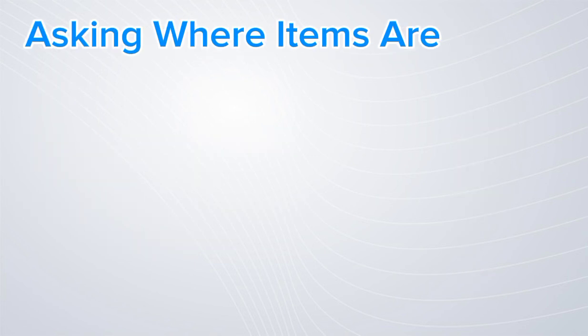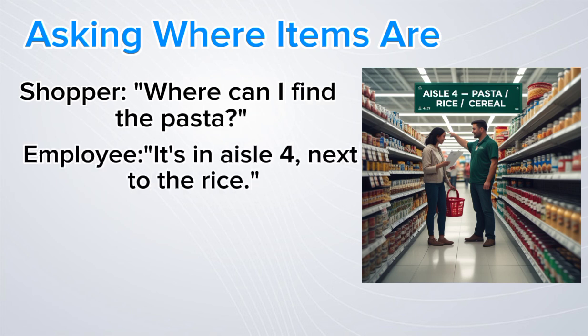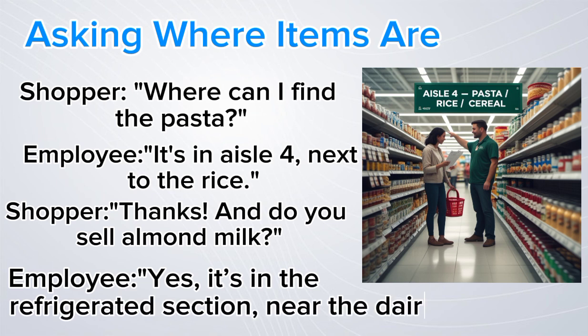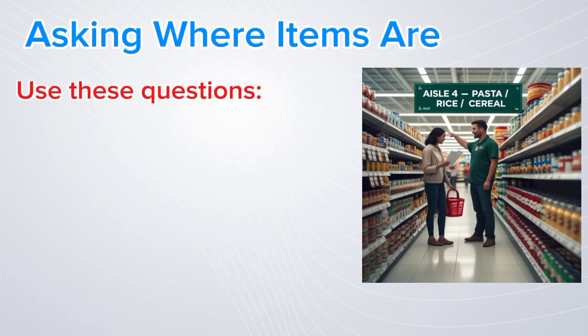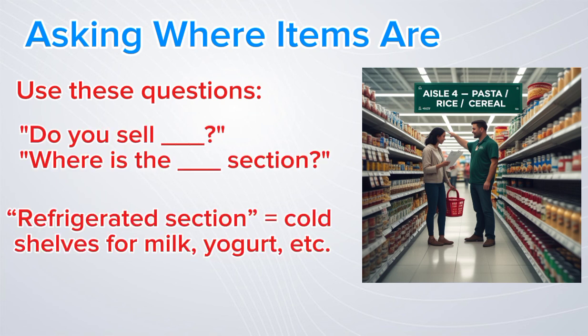Asking where items are. Where can I find the pasta? It's in aisle 4, next to the rice. Thanks. And do you sell almond milk? Yes, it's in the refrigerator section, near the dairy. Use these questions: Do you sell blank? Where is the blank section? Refrigerated section means cold shelves for milk, yogurt, etc.